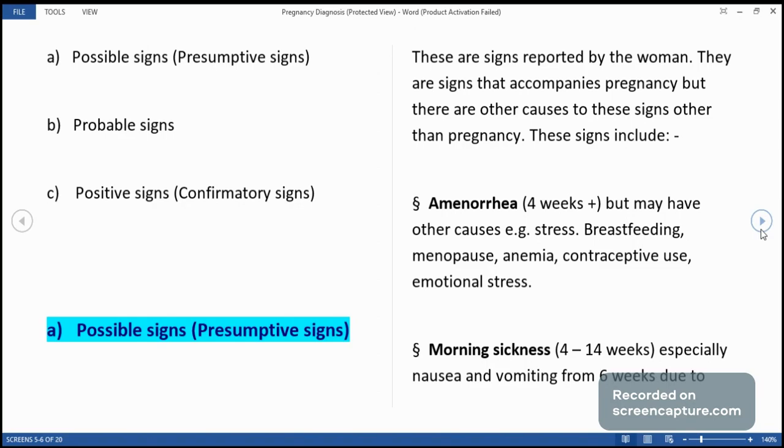So the first one is possible signs, what you can as well call presumptive signs, and then probable sign and positive sign. We're going to check each of them. So let's start with the probable sign or presumptive sign.